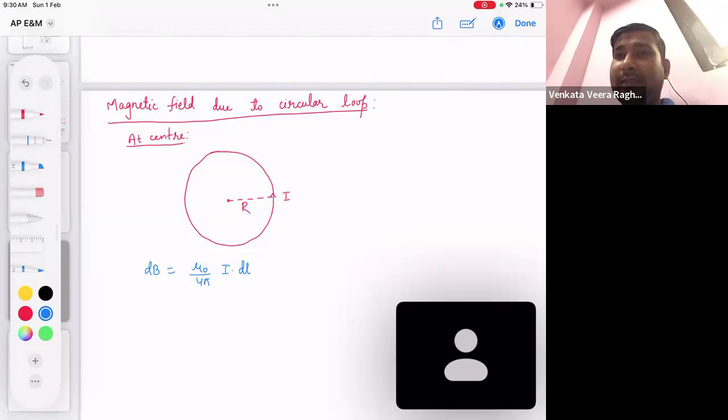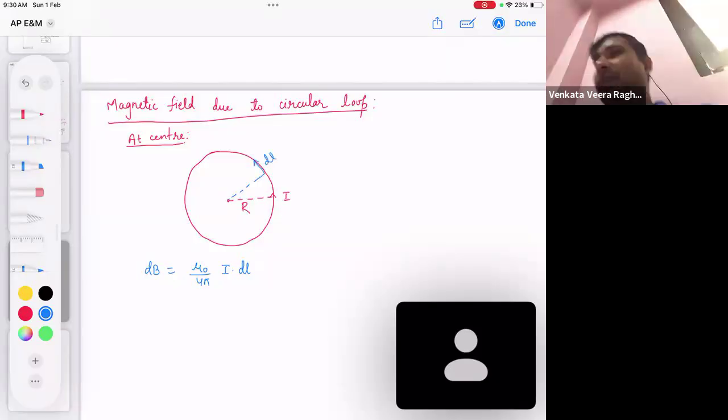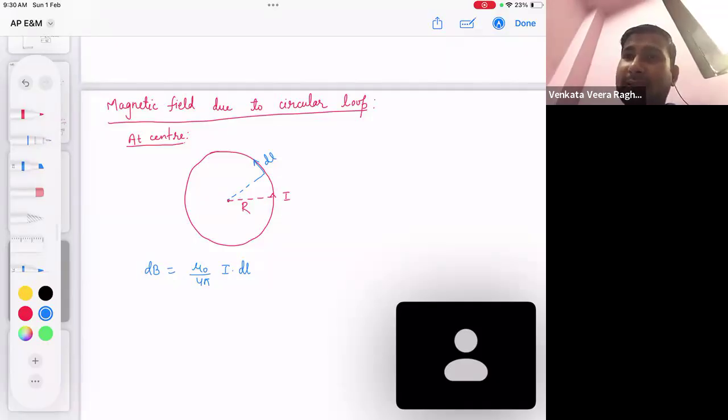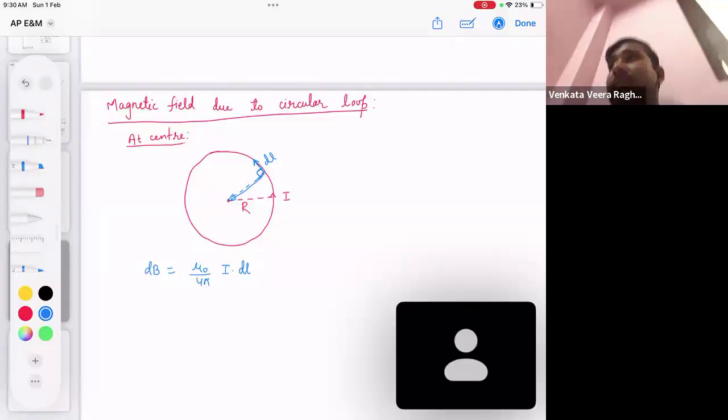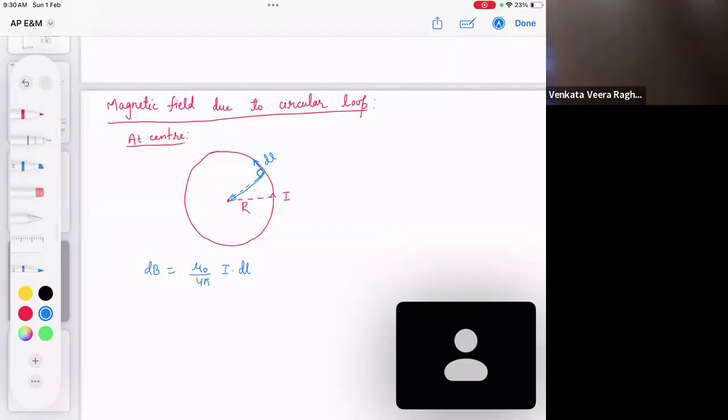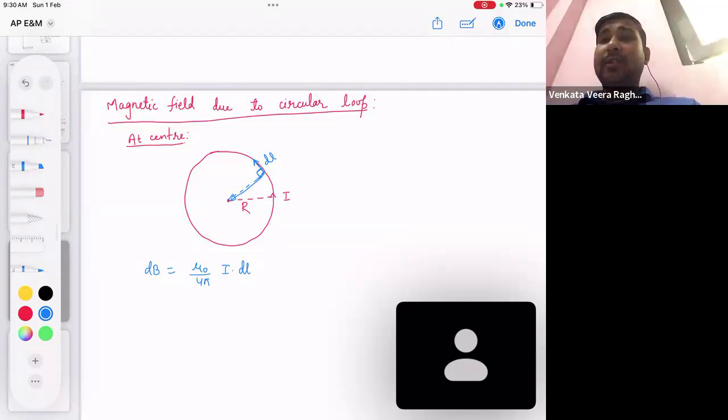Sine theta means, can I say this must be the dl here? What is dl? The dl direction is nothing but the direction of current. So current is flowing along the tangent at every point. So that is the dl. And what is r? r is the vector which joins dl and the point where you want to calculate the magnetic field. What is the r vector? The r vector is the vector which joins the dl vector and the point where we want to calculate the magnetic field.